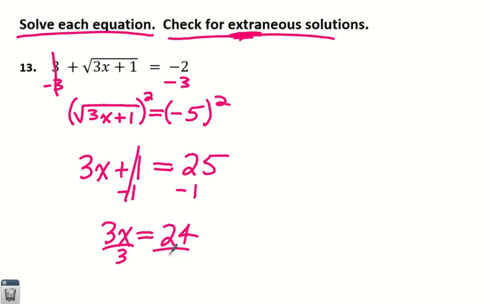Getting x by itself looks like x equals 8. Let's just double check this a little bit. 3 times 8 is 24. Oh, I knew something was fishy.